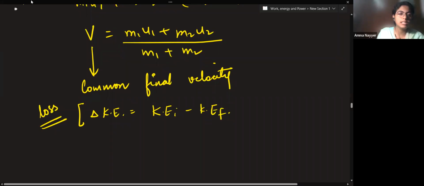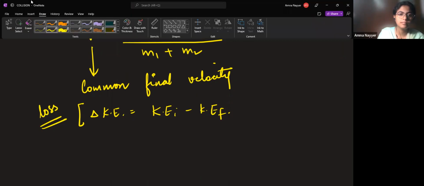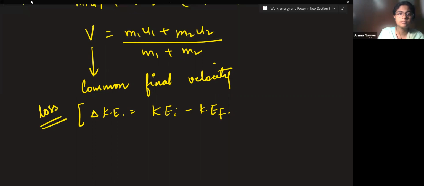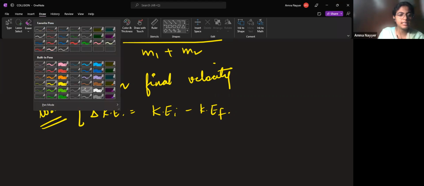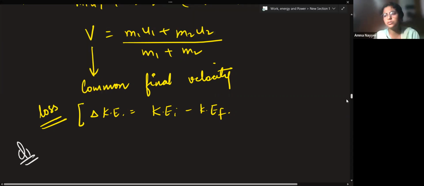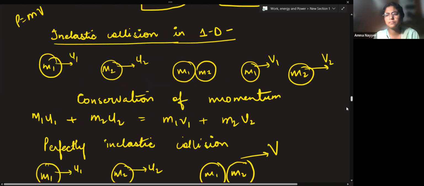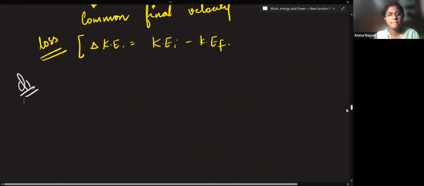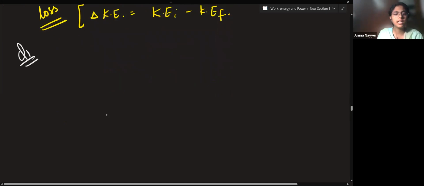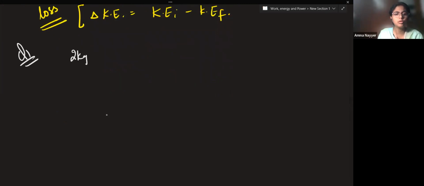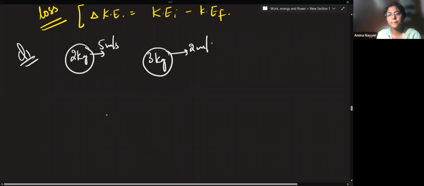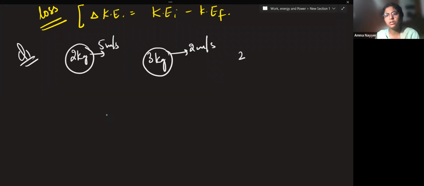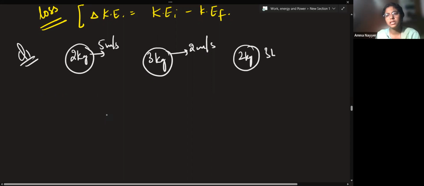I'll show you. Let's take an example over here. One example, let's take one question. Let's do this. One body is there having mass 2 kg, moving with 5 meter per second. This one is 3 kg moving with 2 meter per second. And they have a head-on collision. And they stick to each other.